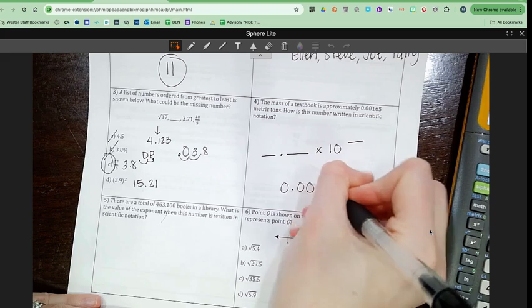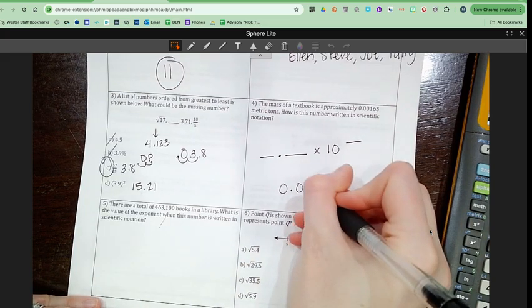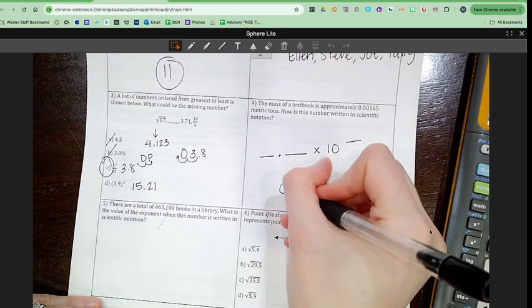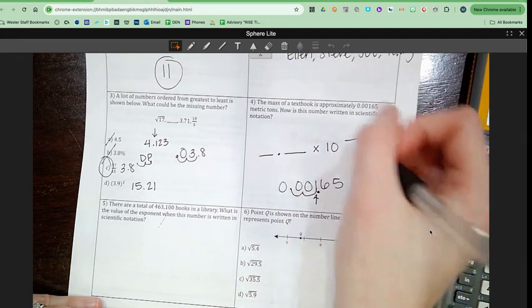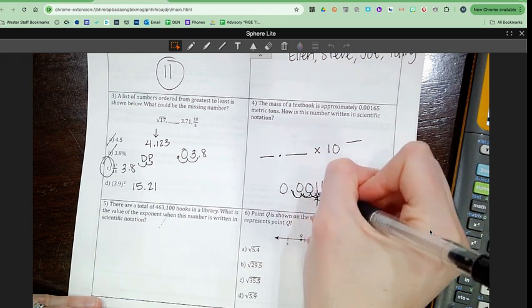So we're going to start. I need to move my decimal so there is one number in front of the decimal. So I want it to end up here after the 1. So I move it 1, 2, 3 times.